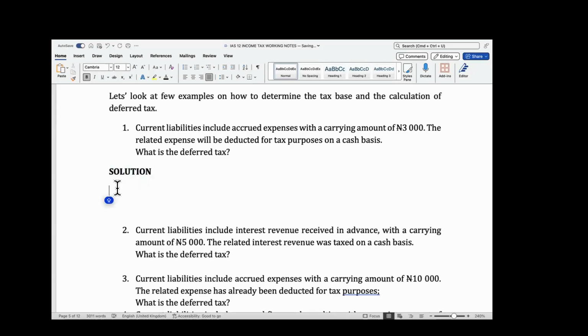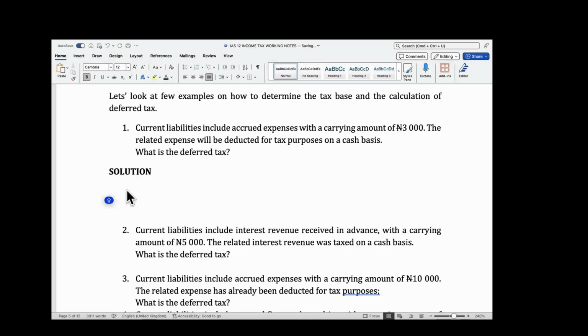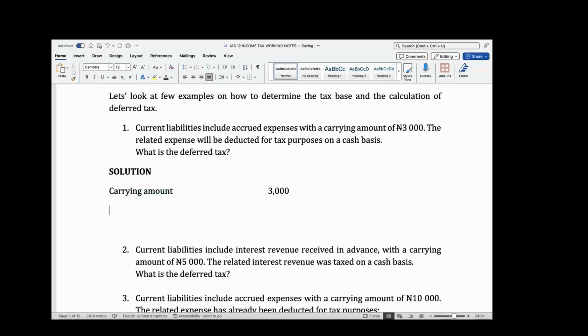Current liabilities include accrued expenses with a carrying amount of 3,000 naira. The related expenses will be deducted for tax purposes on a cash basis. What is the deferred tax? Okay. I hope you can hear me. So to get the deferred tax, we need to get the temporary difference. And what is our carrying amount here? They always give you, it is 3,000. What's the tax base? Yeah, now what's our tax base? It's 0. Yeah, that's correct. 0.